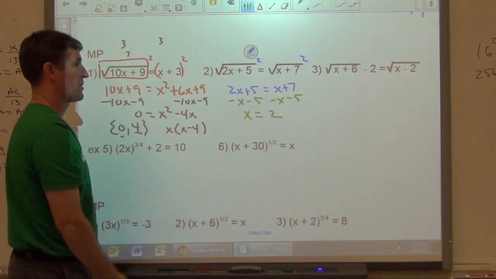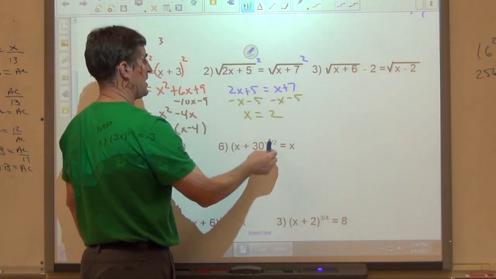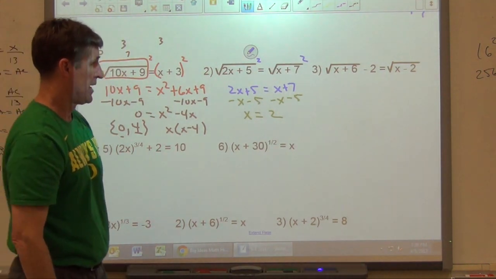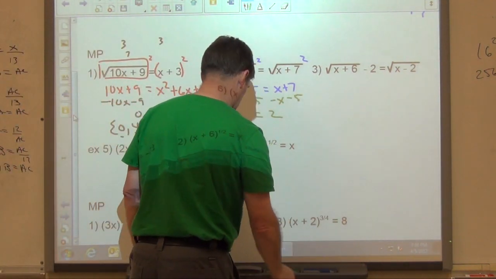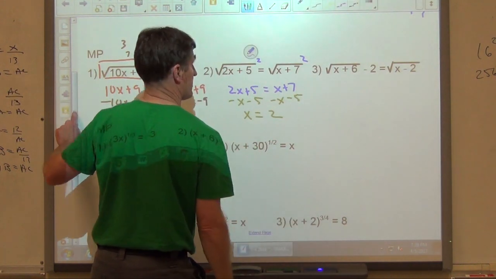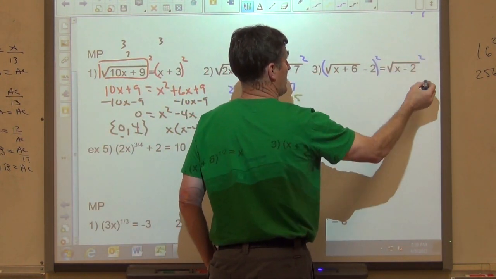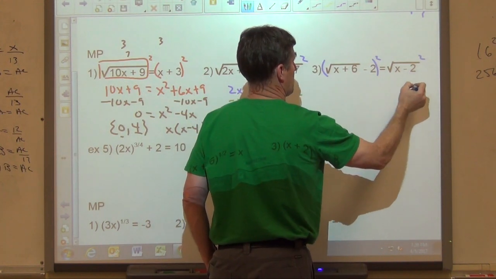2 times 2 is 4 plus 5 is 9. The square root of 9 is 3. 2 plus 7 is 9. So we get the same thing. So that works. And then this last one, again, this is where they get more difficult, because I have to square this. On this side, it's easy. We just get x minus 2.